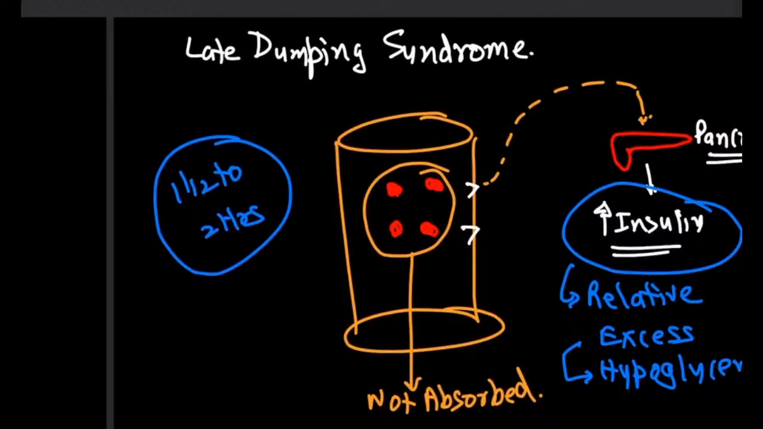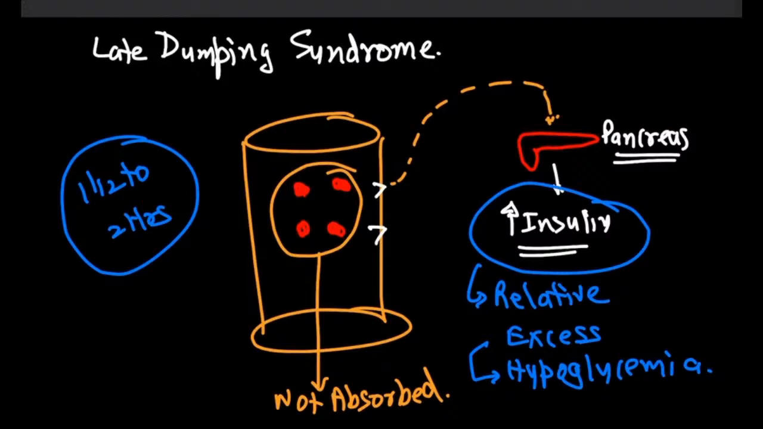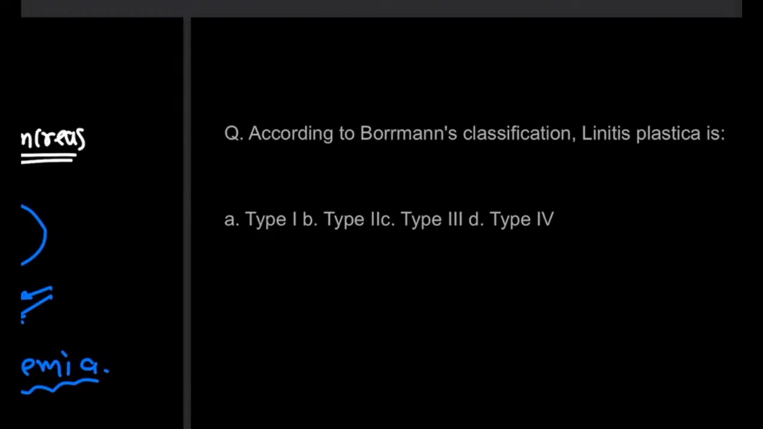On the other hand, when these hyperosmolar substances reach the intestine, they stimulate the receptors. These receptors go to the pancreas, where they stimulate the secretion of insulin, so that whatever food gets absorbed can be taken care of. But in this particular patient, the food is not getting absorbed. So the insulin is present in relative excess, and this is why the patient lands up into hypoglycemia. Okay, so I hope you got the concept of early and late dumping syndrome.